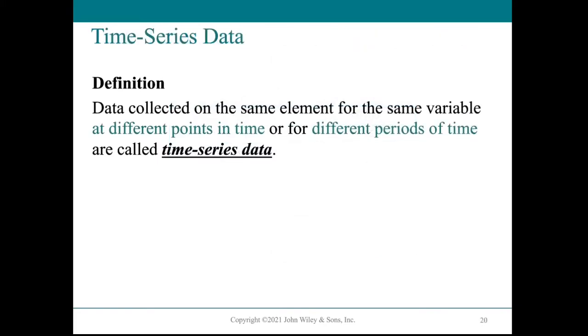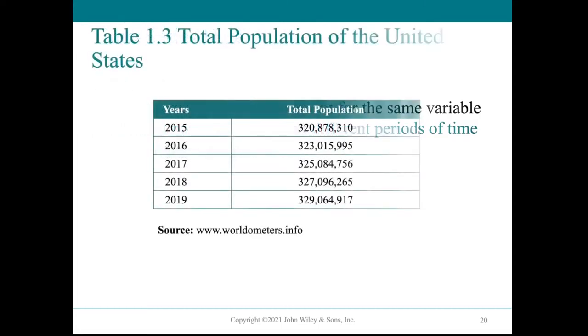And time series data is data that is collected on the same variable over a period of time. Unlike cross-sectional data, where you have several elements but only a single point in time, in time series data we are just looking at one element over different time periods. So here is the population of the United States over the years, from 2015 to 2019. So this is your time series data. Basically, your years are moving.